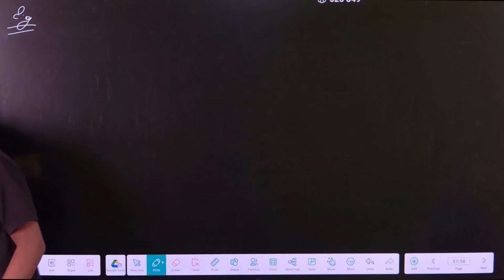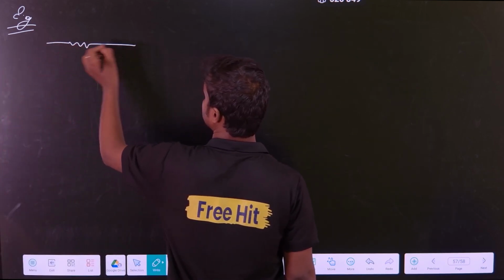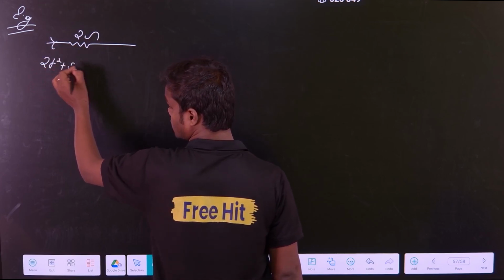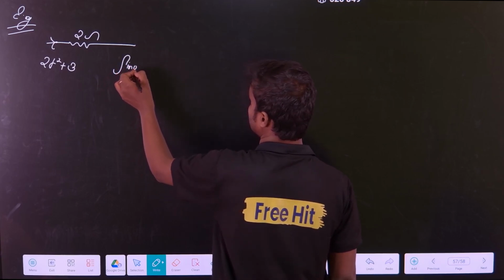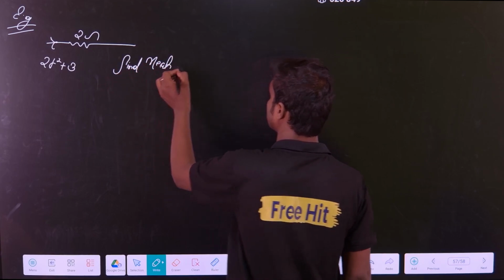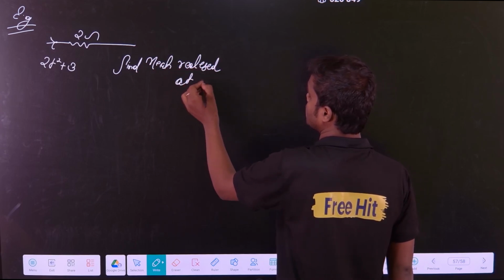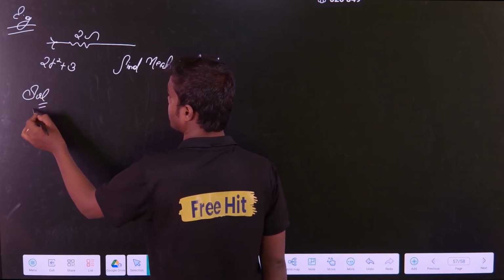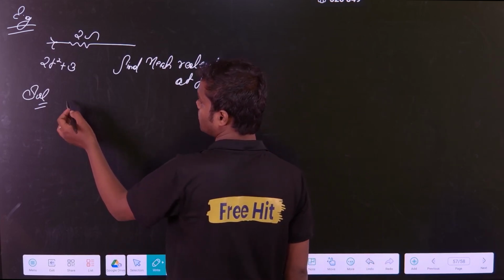Before going further, let me ask you a simple question. Let us suppose this is a resistance of 2 ohm. The current flowing here is 2t square plus 3. What is my question? Find the heat released at t is equal to 2 seconds. How will you solve? So simple, you know what is heat released.